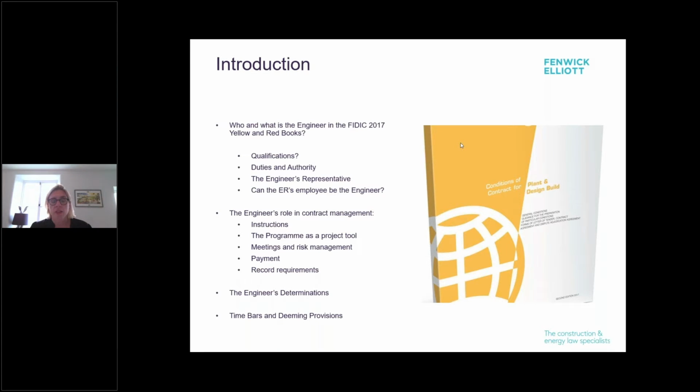Then I'm going to canter through the engineer's role in contract management, some key features, instructions, the program as a project tool, meetings and risk management, payment and record requirements. And then Beth is going to deal with the engineer's determinations and look at time bars and deeming provisions so far as they impact on the engineer.